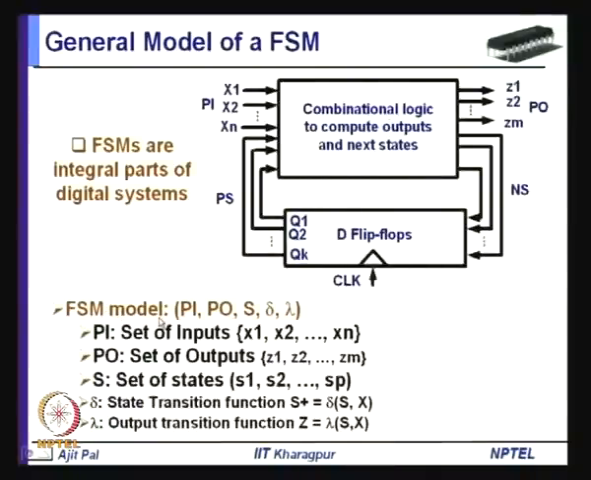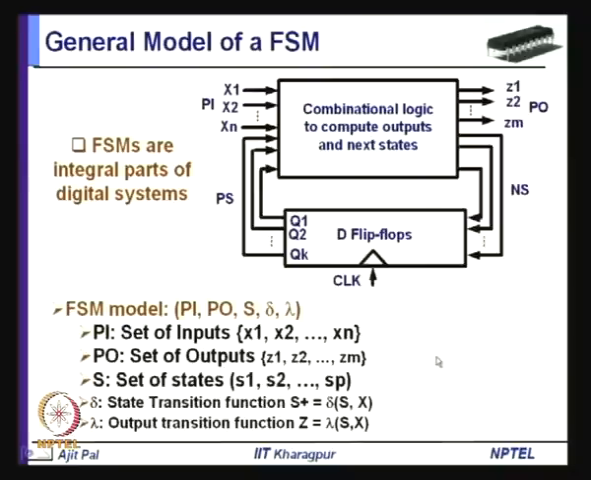Now, this is the model of a finite state machine that I have already introduced. A finite state machine consists of a set of inputs PI, the inputs are x1 to xn, a set of outputs z1 to zm PO, and a set of states S, which are S1, S2 up to Sp, and there are two transition functions. Delta is the state transition function, and as you can see, next state is dependent on the present state as well as the present primary input, and similarly output transition can also be a function of the present state and the present primary input.